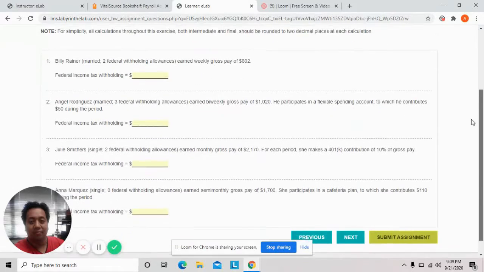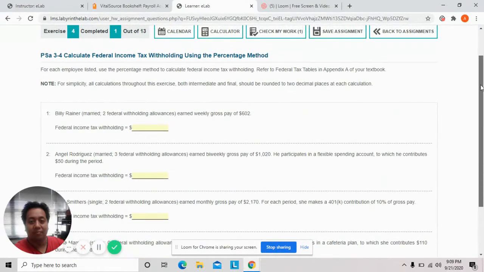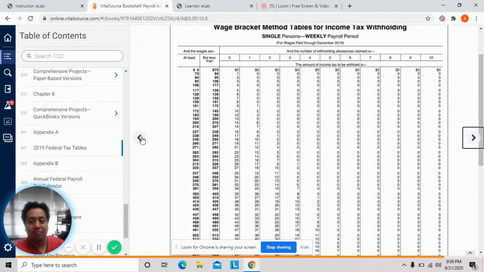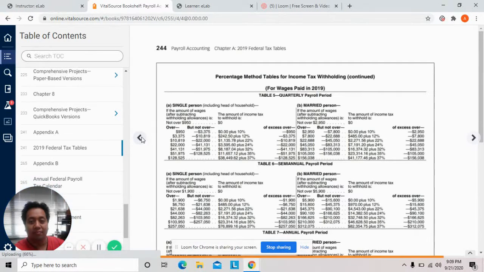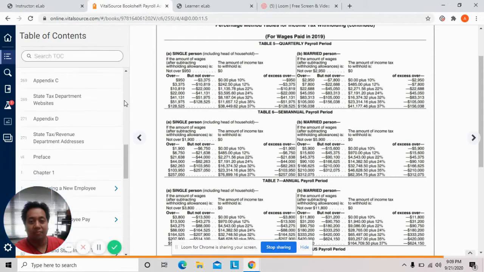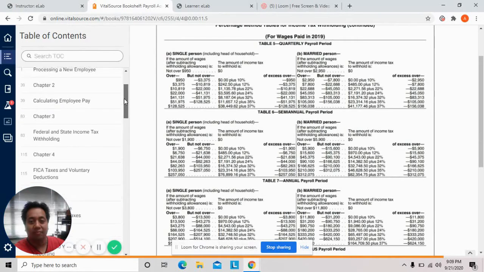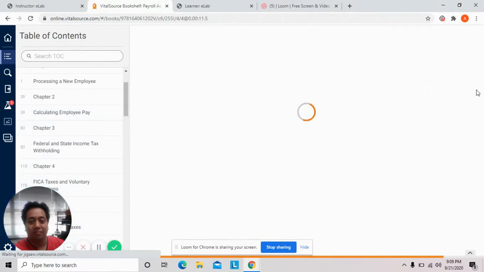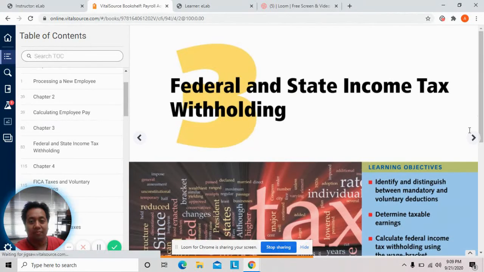As for the percentage method, that's the second method you'll be using to calculate federal income tax. That is also available in Appendix A, as you see here. If you're single and over a certain income, there are different amounts and percentages that need to be looked over. That is also discussed in Chapter 3. If you look over Chapter 3, that is also covered.